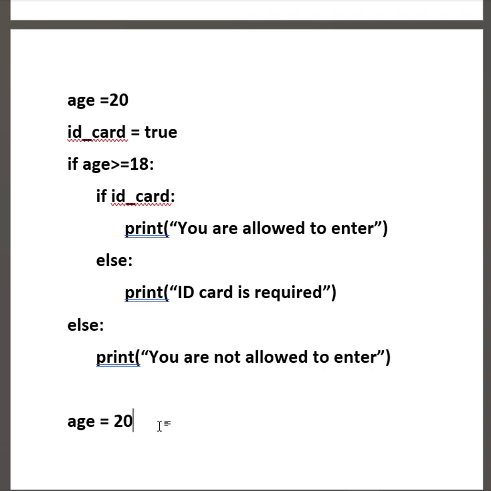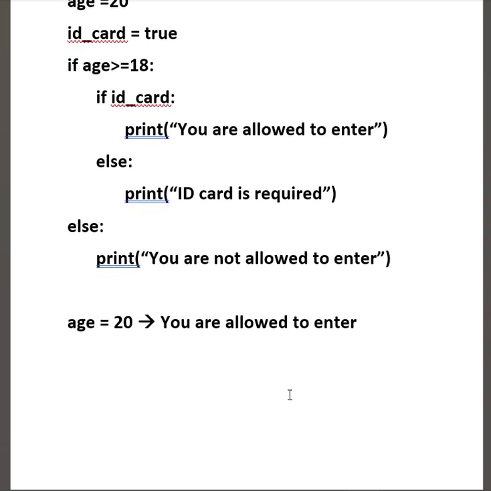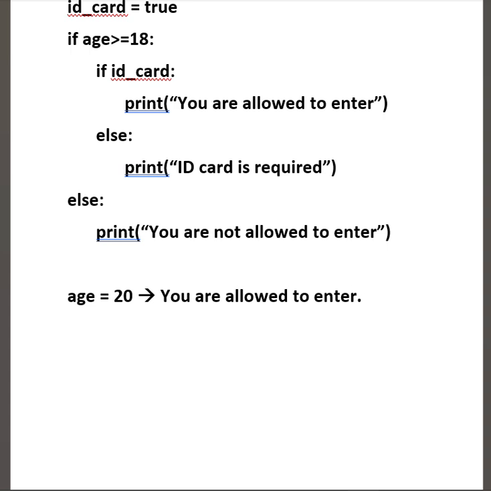If I'm taking an age of 20, it will check that it is greater than 18, so it will go to the inner if. What will be the answer? If he has an ID card, you are allowed to enter. You are allowed to enter.